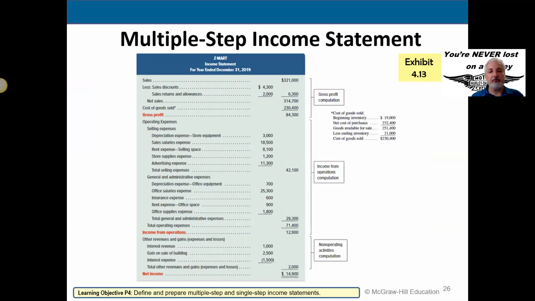And then we have some other stuff outside. The multi-step has non-operating activities at the bottom. Interest is non-operating. Gain on sale of building, that's kind of a one-shot deal. The same way interest revenue and interest expense show up here. And that's the total of other stuff. For a bottom line net income, notice it's double underlined. We talked about this before. There's a dollar sign at the top of the column, a dollar sign at the bottom of the column. And what we have is a net income that's double underlined. All the rest are single underlined for subtotal.